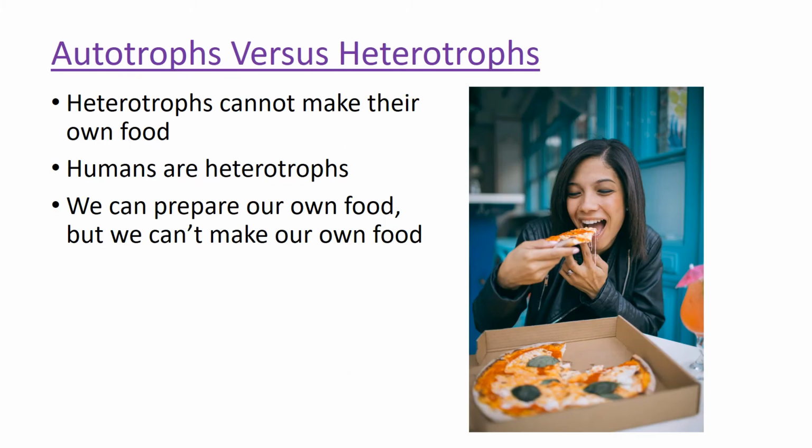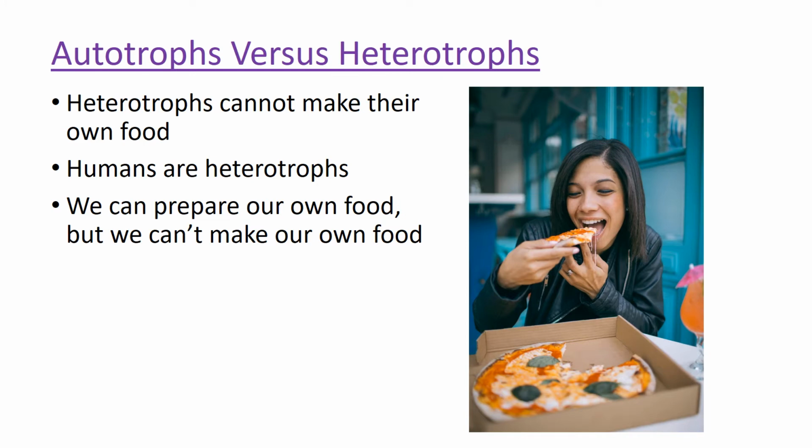Heterotrophs cannot make their own food, and humans are heterotrophs. If I were to stand outside and attempt to use the sun's rays to turn carbon dioxide and water into carbohydrates, I'd starve to death because humans can't do that. We can't make our own food the way plants can. There's a difference between preparing your own food and making your own food. We often use the term make our own food to really mean prepare our own food.